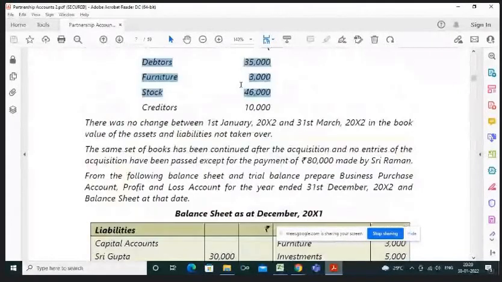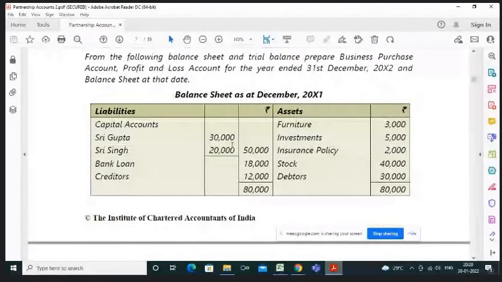So what are the things that have changed? These 3 assets have changed. This liability has changed. All other assets and liabilities have not changed. So what we can do is compare the net assets as on 31st March 2012 and 31st December 2011 and we can find out the profits, because any change there will be reflected in the profit only.